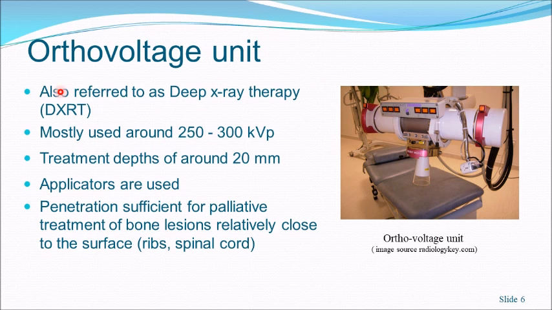Next is the orthovoltage unit. This is also referred to as deep X-ray therapy, DXRT. I remember calibrating this in CMC Vellore way back in 86, but we don't use it anymore. Mostly the energy used is around 250 to 300 kVp. Treatment depth is around 20 millimeter, that is 2 centimeters. Some books say it can go up to 4 centimeters. Applicators are used again in this case, like in the superficial X-ray therapy.